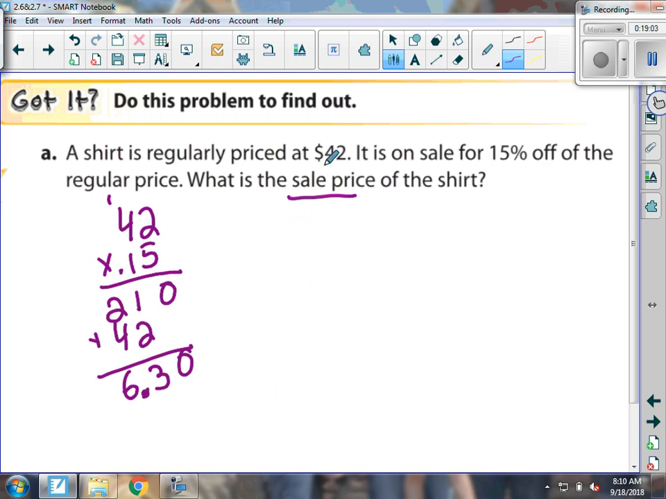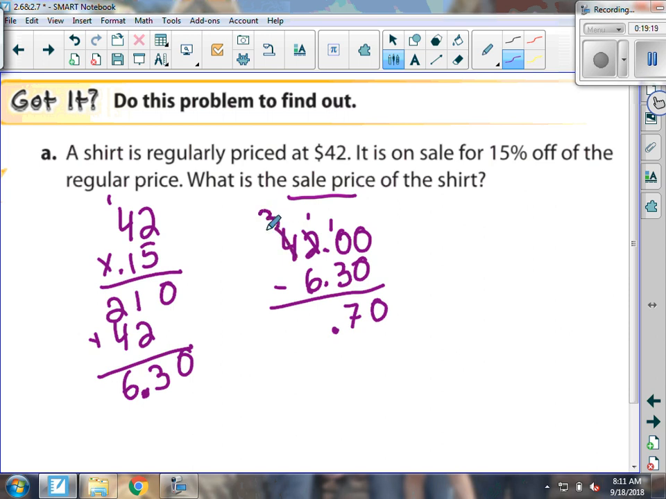I'm going to subtract this from my original amount. So $42 minus $6.30. So I have to carry my 1. 10 minus 3 is 7. Bring down my decimal to carry my 1 again. 11 minus 6 is 5. And my 3 comes down. So our sale price on the shirt is $35.70.